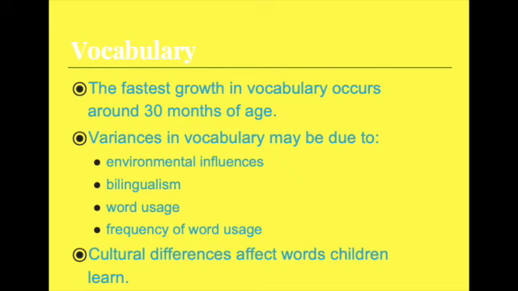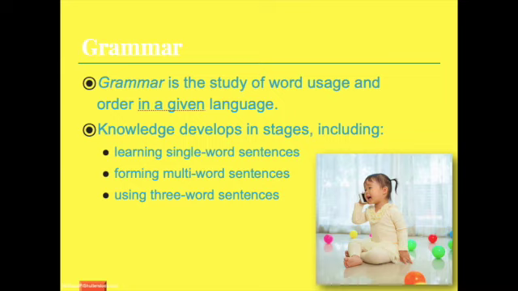Grammar is the study of word usage and order in a given language. Each language has grammar rules. Children begin to learn these rules during toddlerhood. This learning process begins with single-word sentences and often progresses to simple sentences of a few words during the toddler years. Within 6 months of saying their first words, toddlers usually begin to put words together.